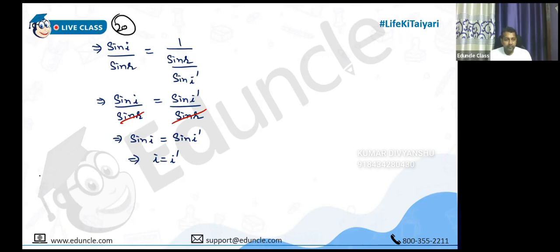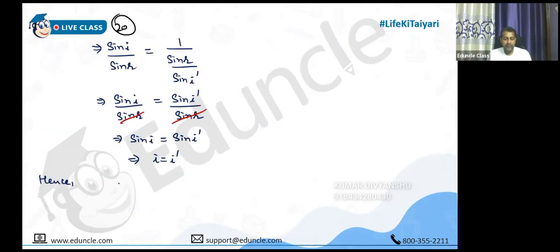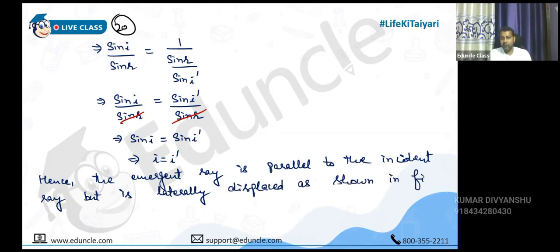So hence, this is called the emergent ray. This is called the incident ray. And of course, in between is the refracted one. So hence, the emergent ray is parallel to the incident ray, but it is not along the same path. So that we call lateral displacement. It is laterally displaced as shown in the figure. And now we have to get the value of that lateral displacement or shift.